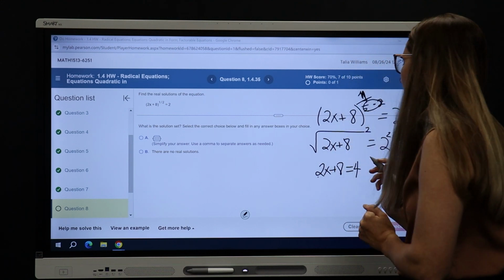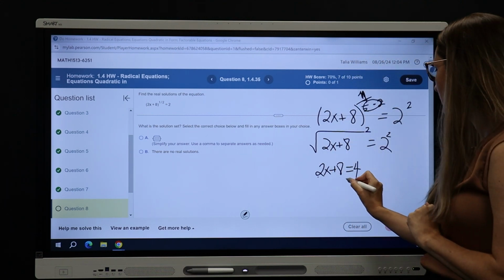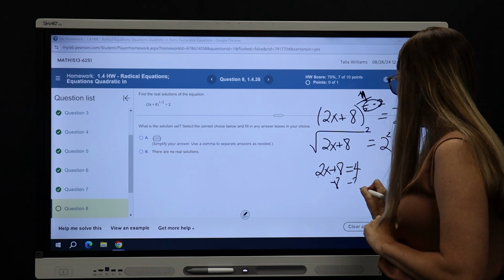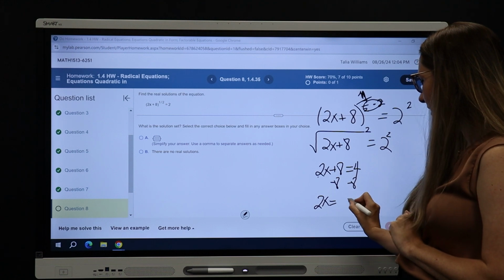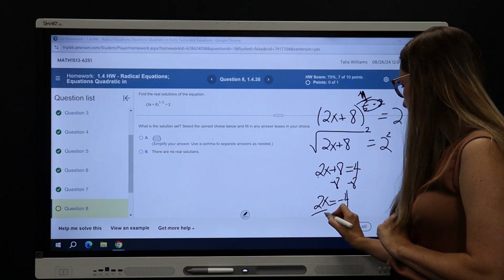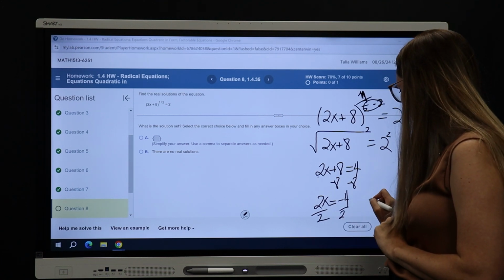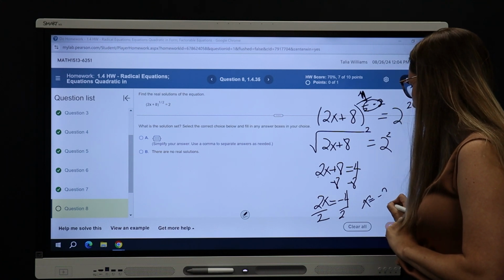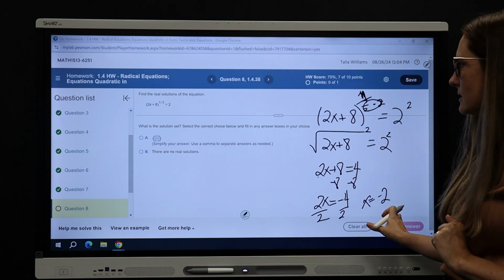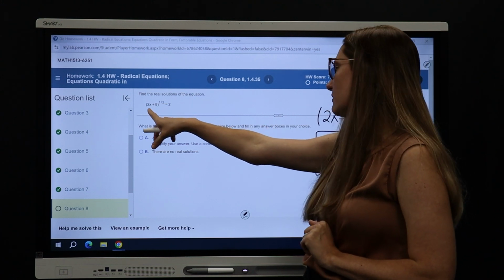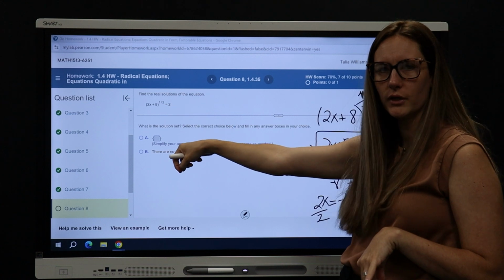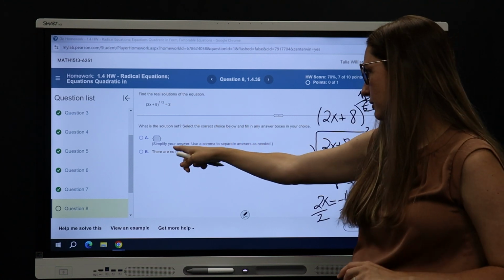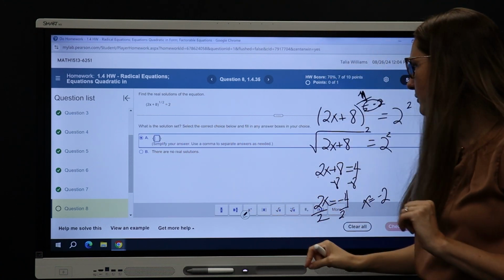Equals 4. And then we solve our equation. So we're going to subtract our 8. So I have 2x equals 4 subtract 8 is negative 4. Divide by 2, so we get x equals negative 2. We'll check this. So we have 2 times negative 2 is negative 4, plus 8 is 4, and then the square root of 4 is 2. So negative 2 is the answer.